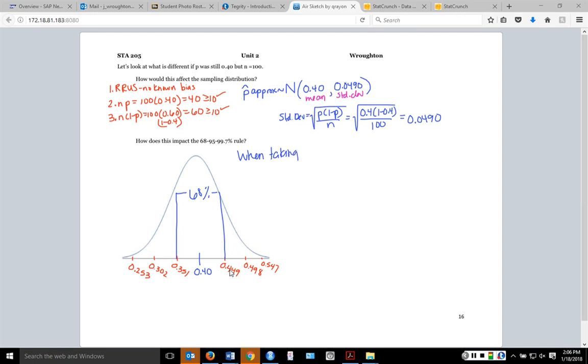So then when taking a sample of 100 bees, so that is different than what we were doing before. 68% of the time, we should get between, this time our numbers are 35.1% and 44.9% black beads.